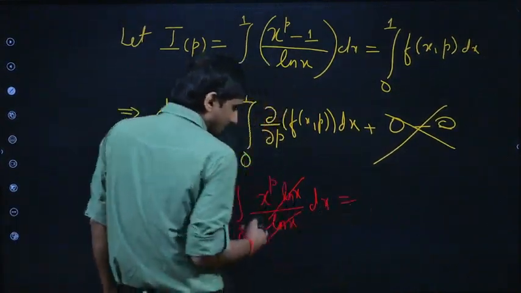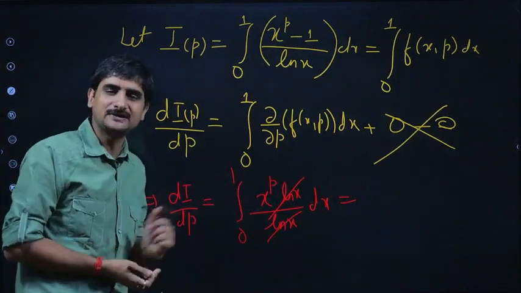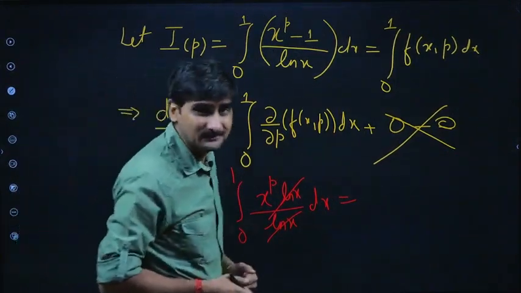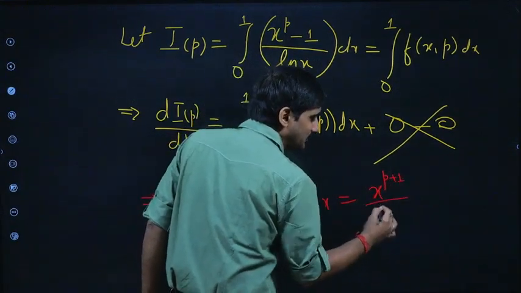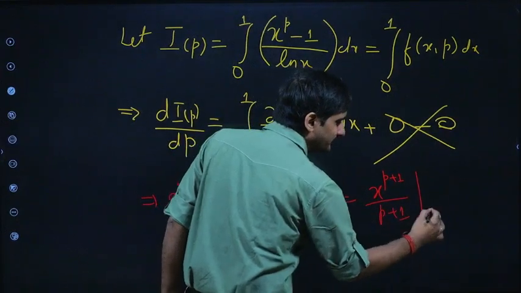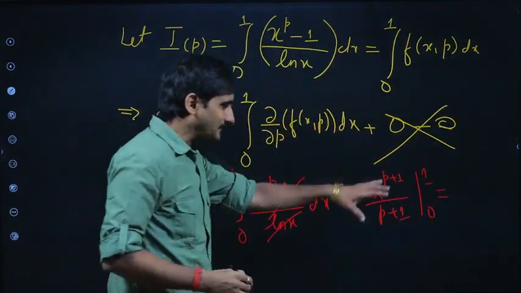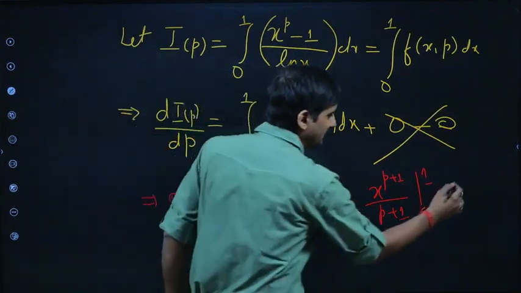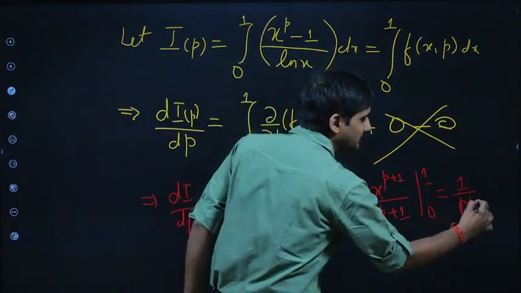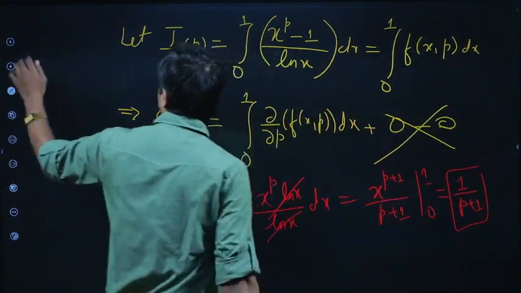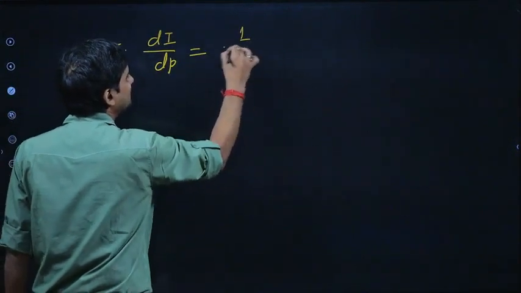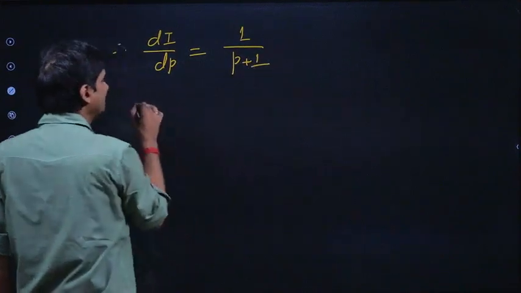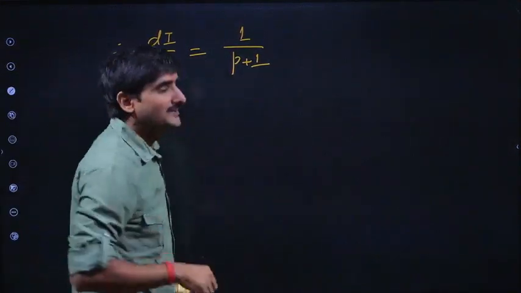We get, now integrate, because it's a simple integral with respect to x. The integral of x raised to the power p with respect to x is x raised to the power p plus 1 upon p plus 1, from 0 to 1. When you replace x by 1, you get 1 upon p plus 1 minus 0. So that's it. Therefore dI with respect to p, the derivative of I with respect to p, is 1 upon p plus 1. Now since we need I, integrate it again.